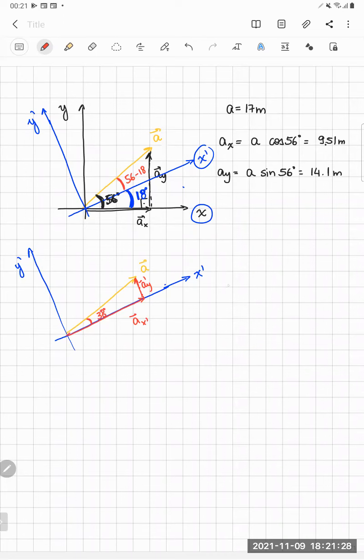So now if we want to find the AX prime, that is going to be A, but now careful, cosine of 38. Yeah, and what is the AY prime? Well, A sine, but sine of 38. Okay, so you put that in your calculator and you will get the two numbers. And I think it is here 13.4 meters in the x, and in the y direction 10.5 meters. So you see how important this is. The vector is the same, but the components change because frame is arbitrary. So we'll get different numbers for different frames.